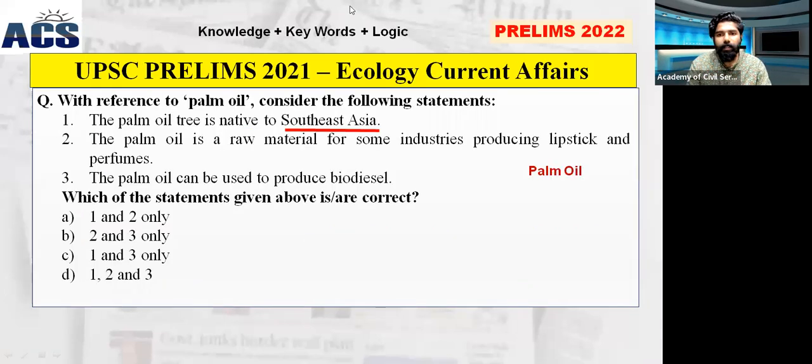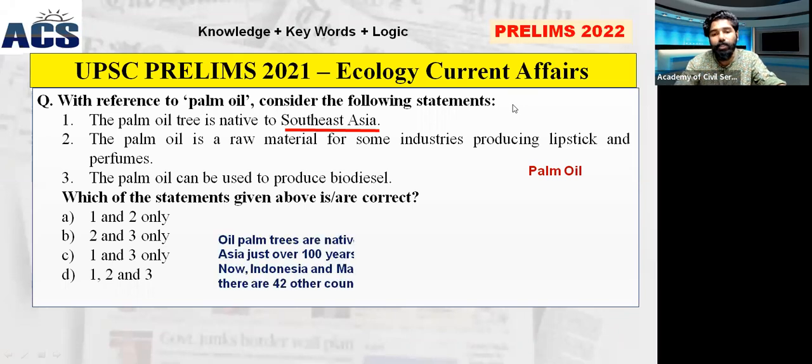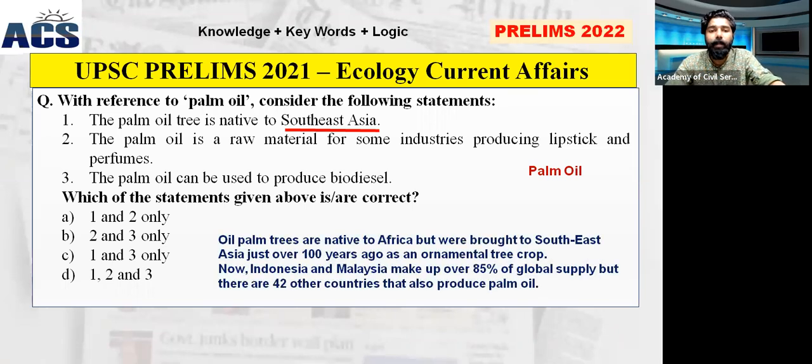Now the next question, I will discuss the question, then I will show you the result. The first statement was asking where this palm oil is native to, or originally found. The first statement says the palm oil tree is native to Southeast Asia. If you have studied the basic knowledge about palm oil resources, you know that the oil palm is native to Africa and not to Southeast Asia. So here the statement went wrong because it incorrectly gives the native area.